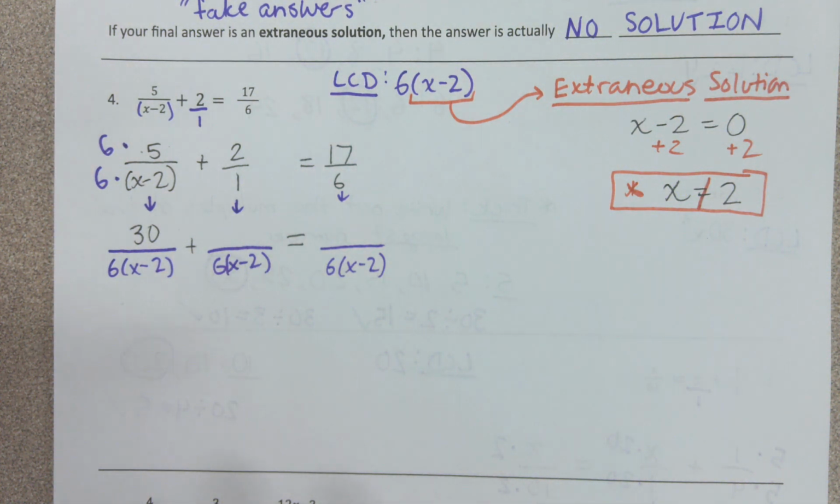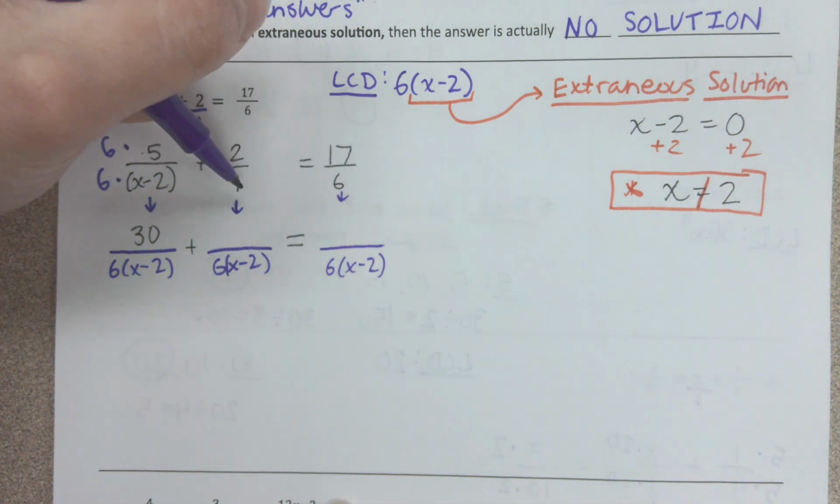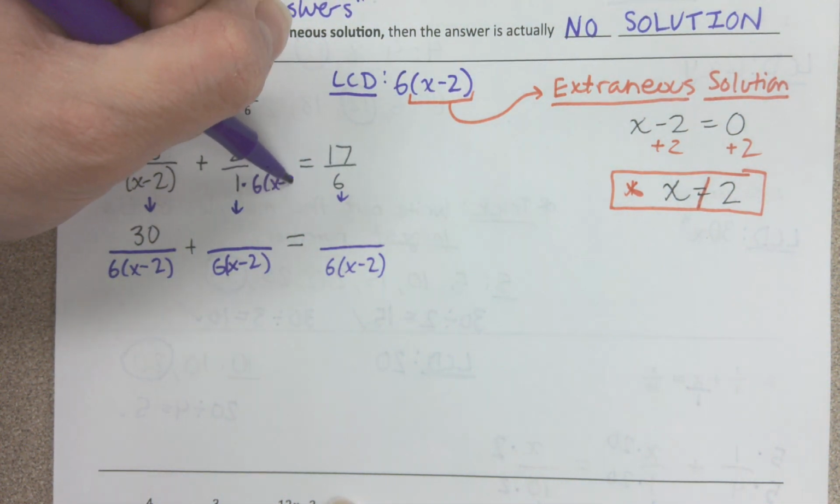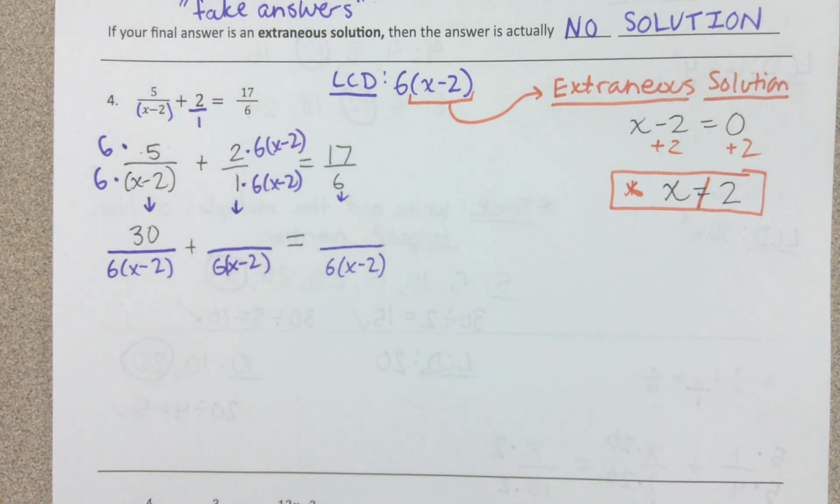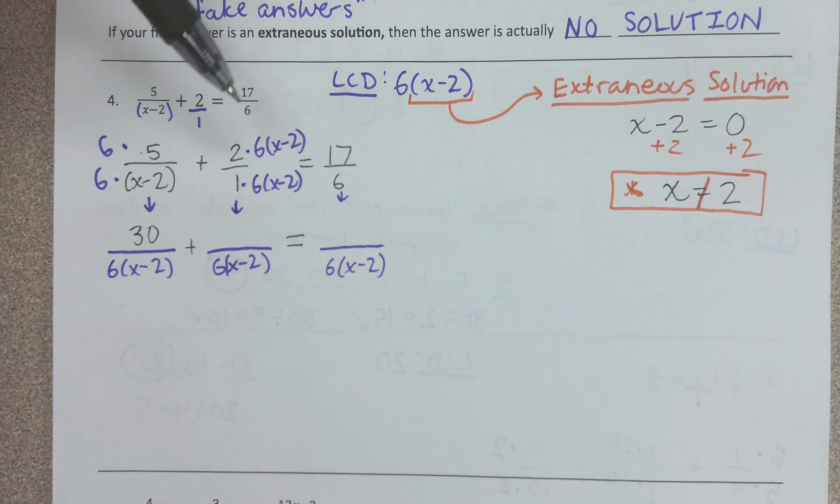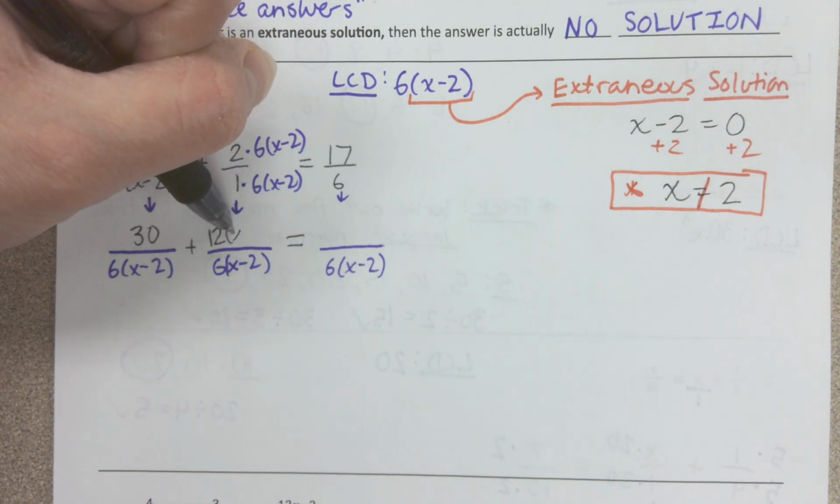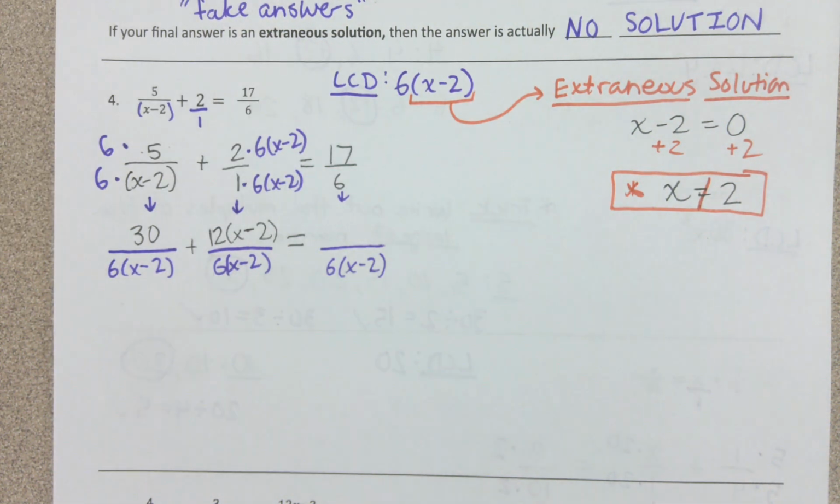Next fraction, we have a denominator of 1, so it's missing all of it, the whole thing. So we'll multiply that by 6 times x minus 2, top and bottom. I have 2 times 6 here. I will change that to 12. 12, and then x minus 2 after it.